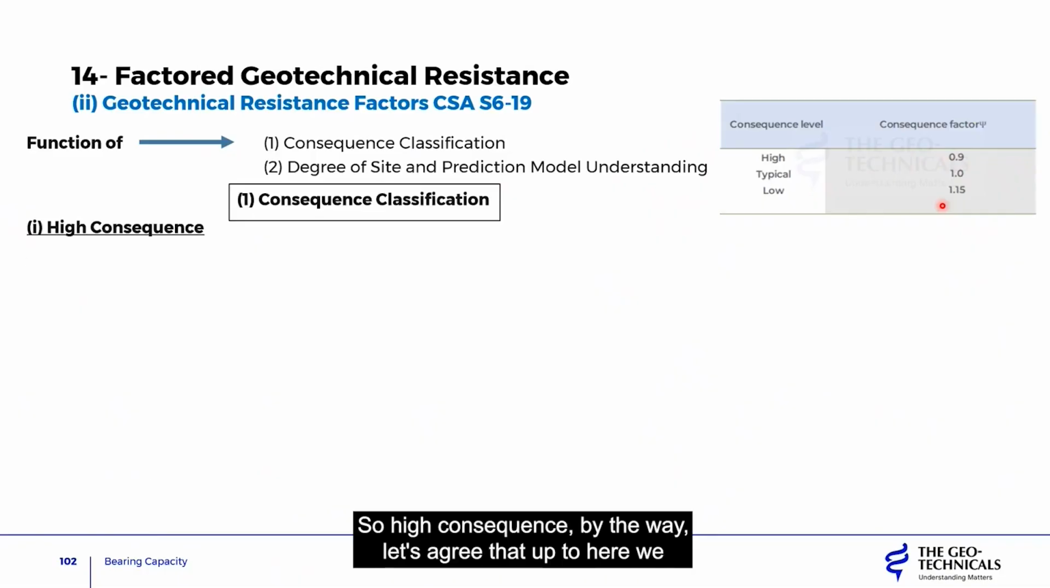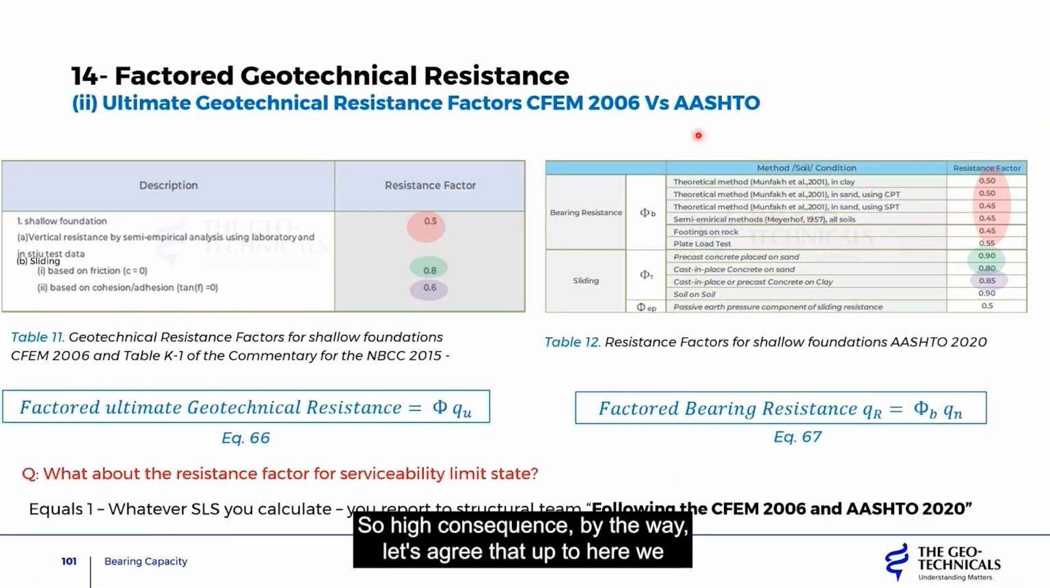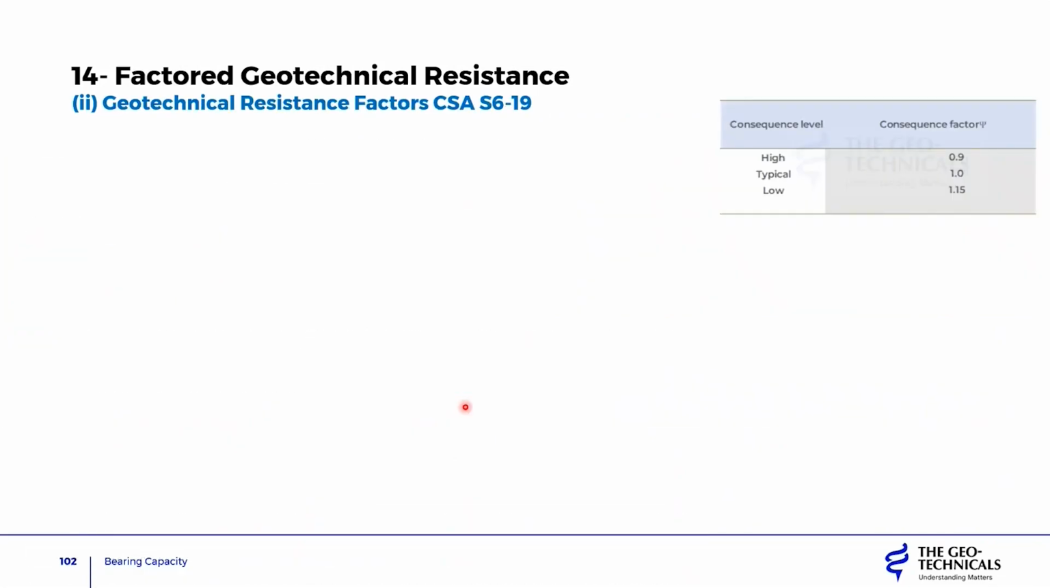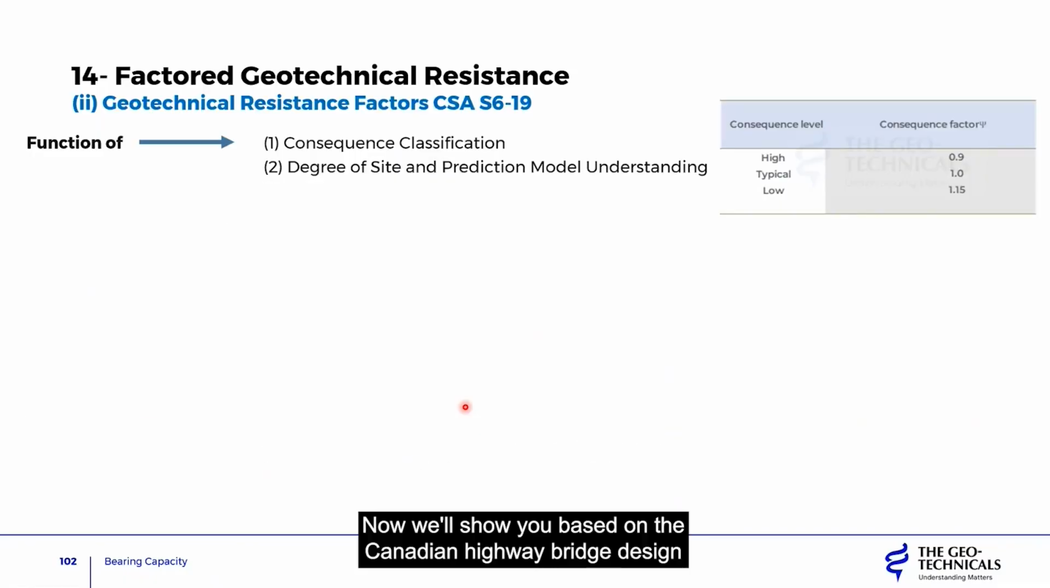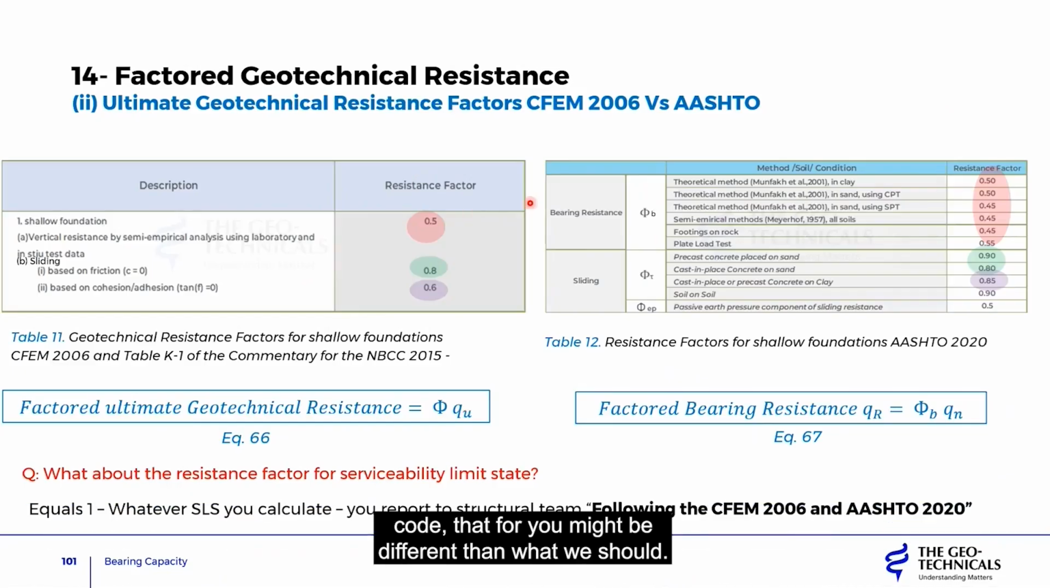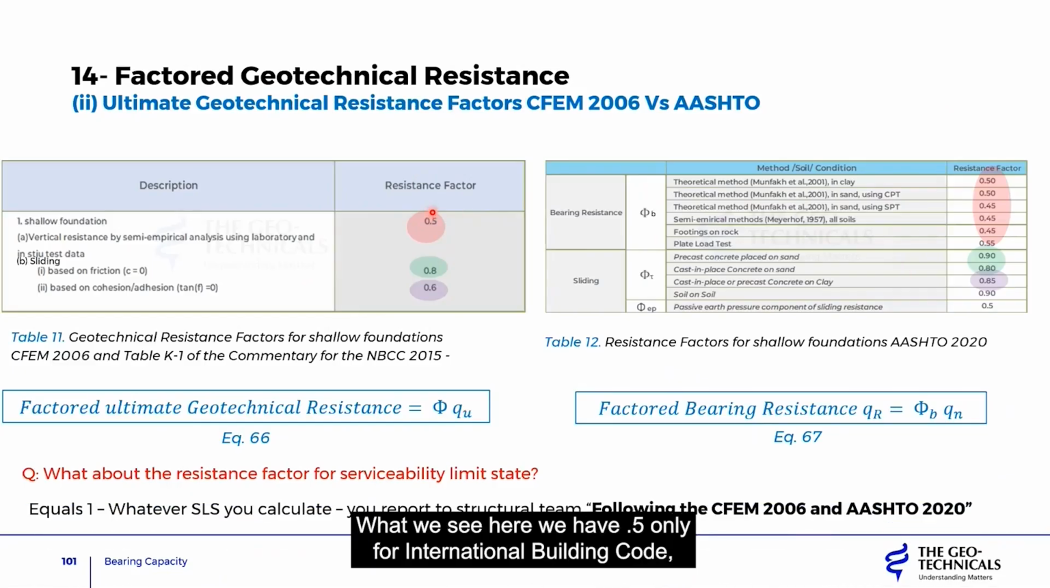So high consequence. By the way, let's agree that up to here, we calculated our factored ultimate geotechnical resistance, okay? Now we'll show you, based on the Canadian Highway Bridge Design Code, that phi might be different than what we see here. We have 0.5 only for the National Building Code for buildings. For H2, we have some different values.